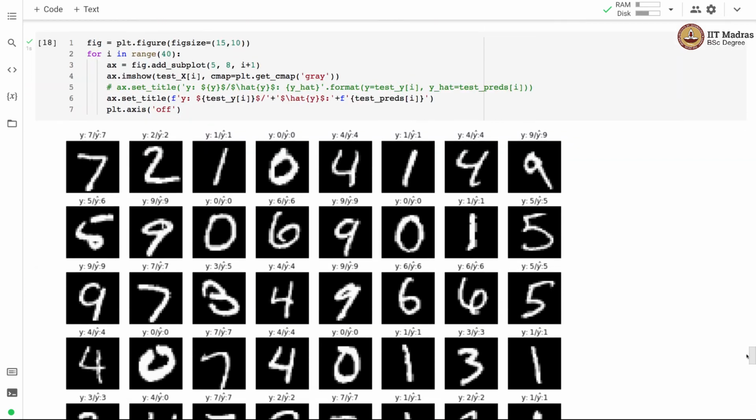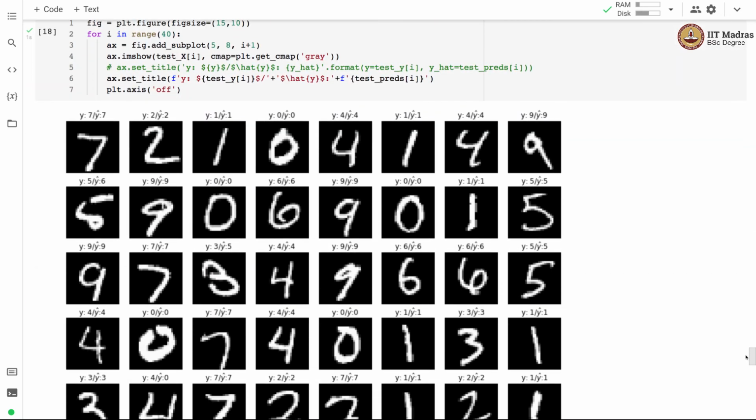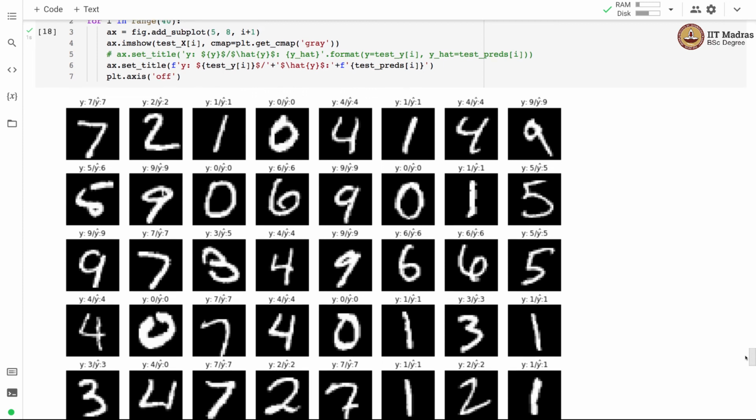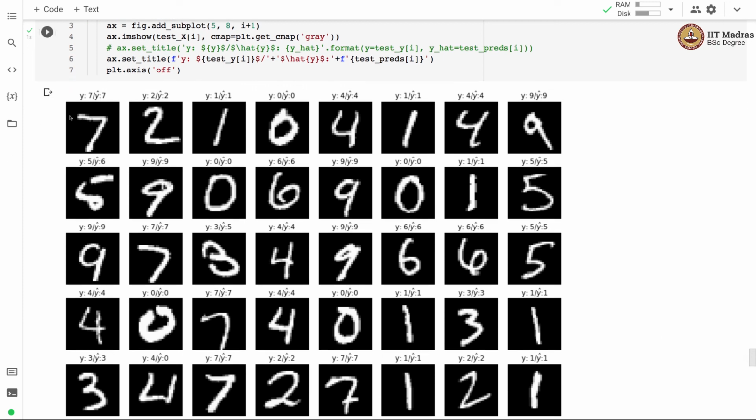We have plotted a few predictions for your information. So this digit, the label is 7, and we also predicted it to be 7. This is digit 2, which is correctly predicted as 2. So here there is one misclassification where this is actually digit 4, but we have misclassified it as digit 0.